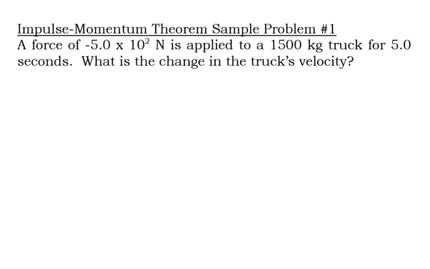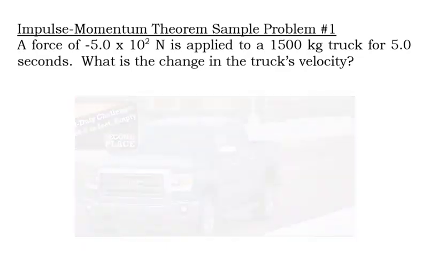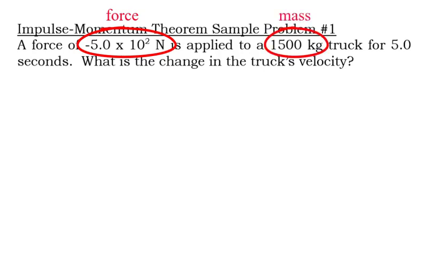Here's the first of two impulse momentum theorem sample problems. A force of negative 5.0 times 10 to the 2 newtons is applied to a 1,500 kilogram truck for 5.0 seconds. What is the change in the truck's velocity? Let's identify our unknowns. First, we have a force of negative 5.0 times 10 to the 2 newtons. We also have a mass of 1,500 kilograms, a time of 5.0 seconds. What's our unknown? We're looking for a change in the truck's velocity.